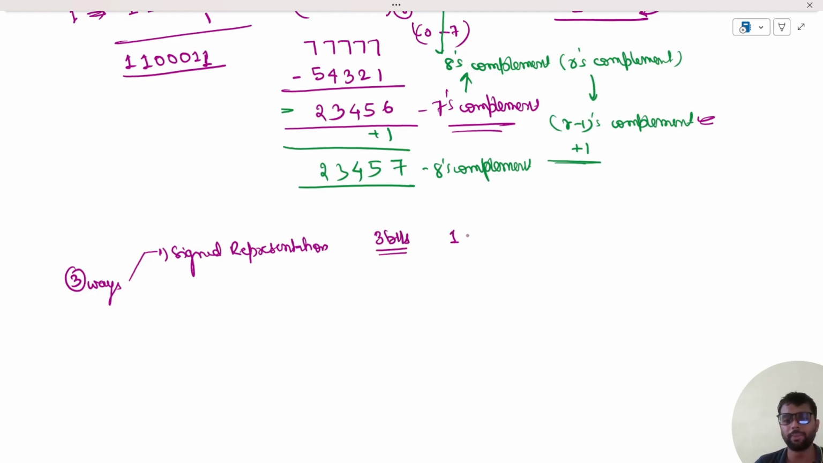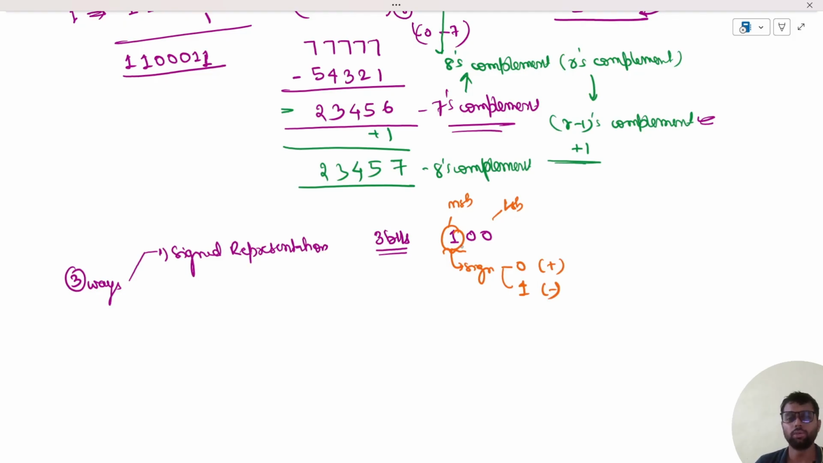So this is the most significant bit, MSB, and this is the LSB. The most significant bit is reserved to represent the sign. If it is 0, that means the number is positive. If it is 1, that means the number is negative.